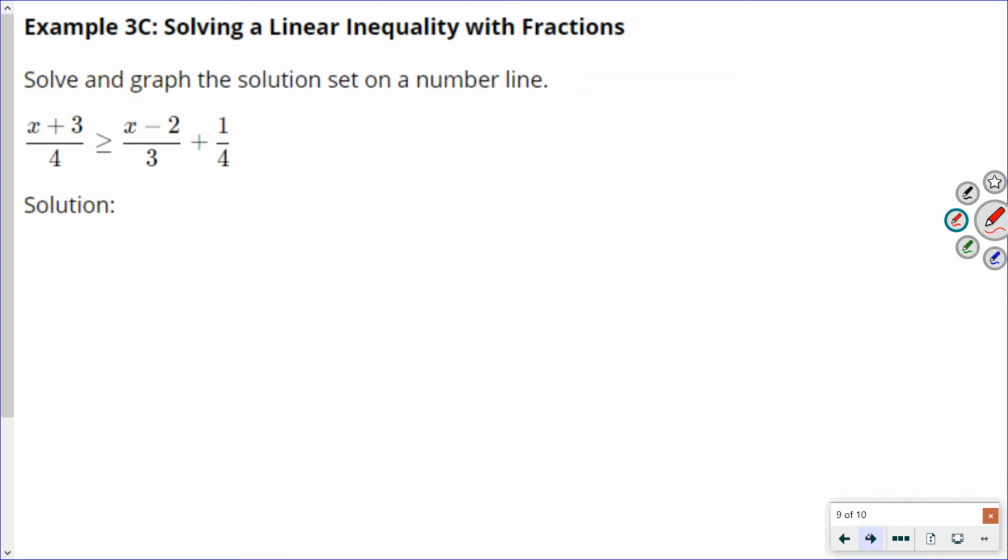Now let's solve one that has some fractions. We're going to do the same thing we did for equations, except we have an inequality this time. So again, let's find the least common multiple between 4 and 3. And I really think the least common multiple between those two is 12, because 3 times 4 is 12, and I can't think of any number smaller than 12 that 3 and 4 have in common.